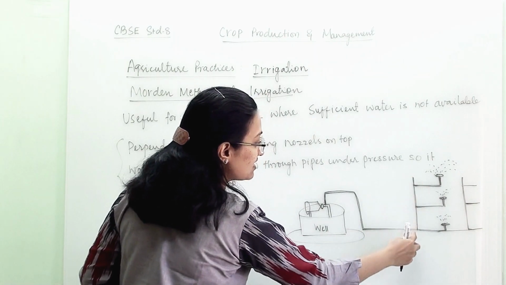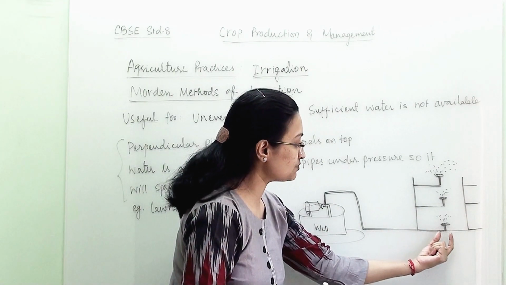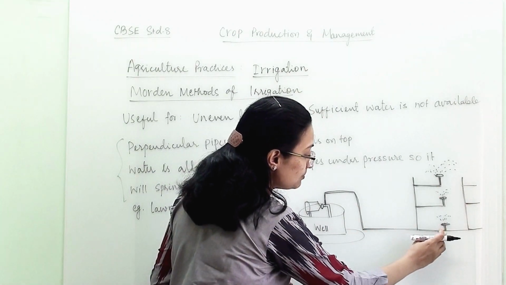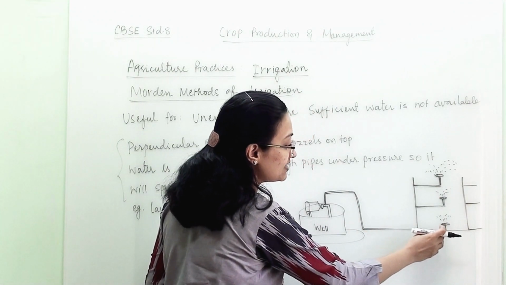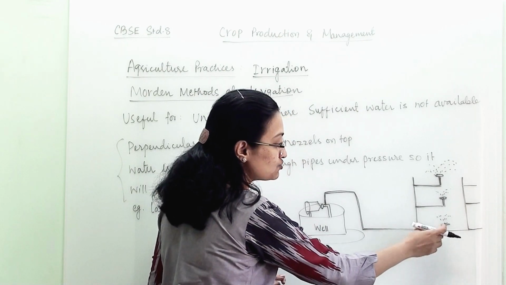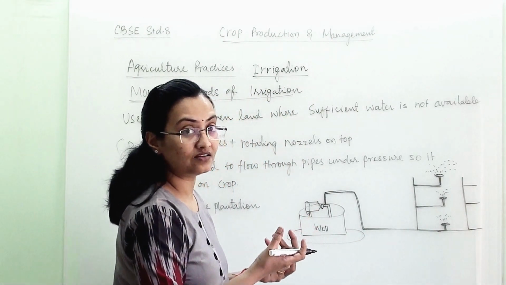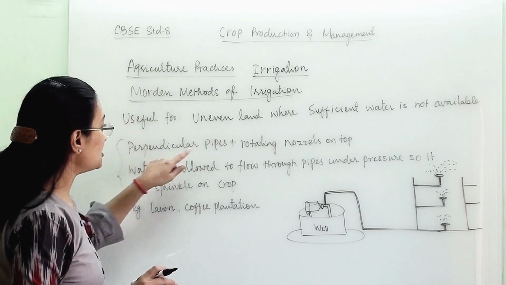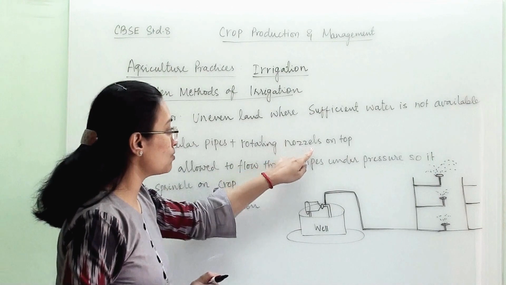These pipes are connected to the rotating sprinkler. Once the water flows from here, it will go through the pipe to this rotator, and it will come out with pressure. So it is like a fountain, and the water will fall on the crop as if it is raining. So, perpendicular pipes plus a rotating nozzle on the top.